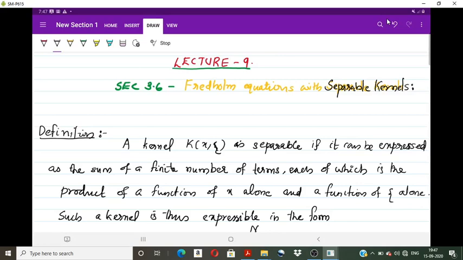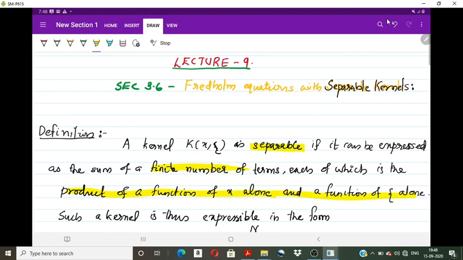A kernel of the form k of x theta is said to be separable if it can be expressed as the sum of a finite number of terms, each term is the product of a function of x alone and a function of theta alone.